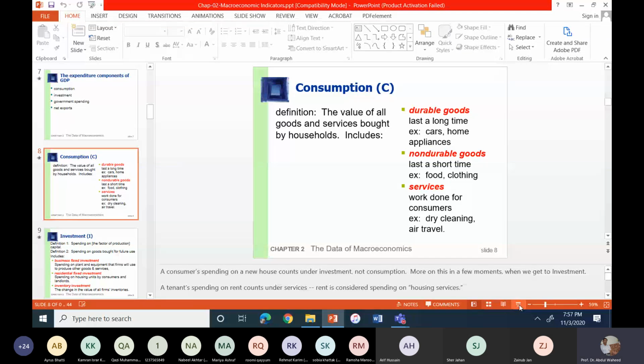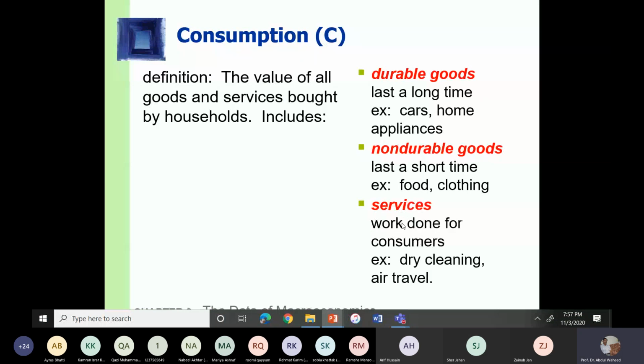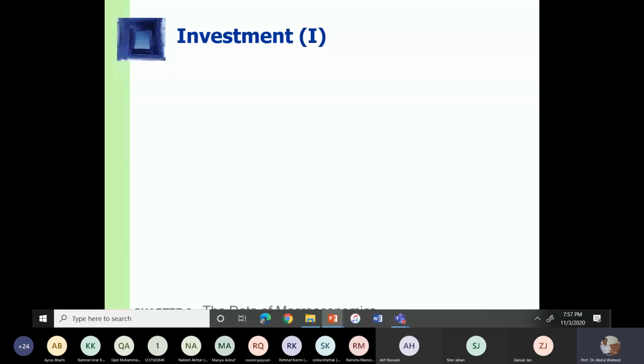Okay. Then next is investment expenditure. Investment. Anyone knows what is investment?